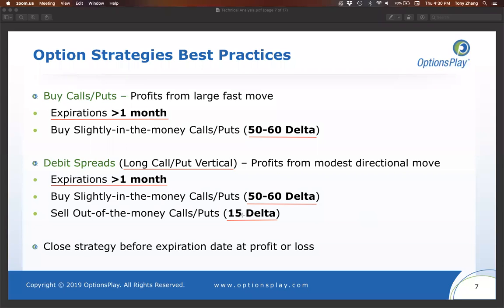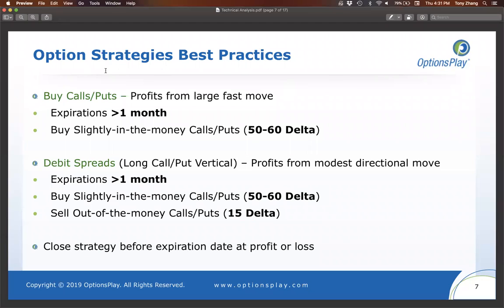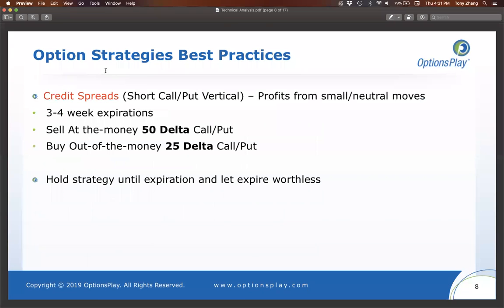Now, both of these strategies, because you're buying options, you want to close out the strategy before expiration, either at a profit or a loss, but you want to make sure you close this out before expiration. Now, again, this is just a very quick overview of these two strategies. If you want to learn more, please watch some of our webinars just on these two strategies alone. We actually cover calls and puts and debit spreads on specific webinars so that we really go in depth into each one of these strategies.